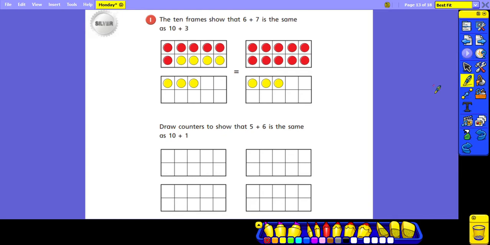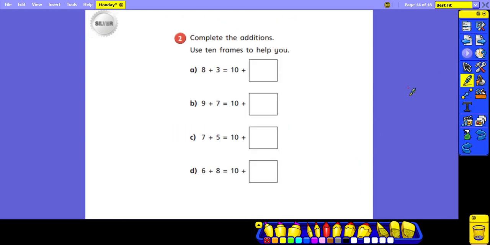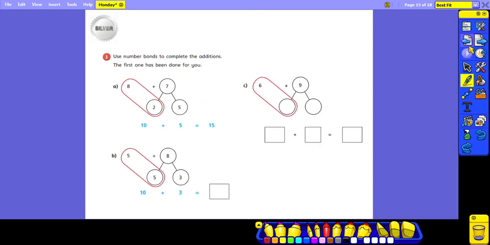Okay, so for silver today you have been shown 2 lots of 10 frames, and one is representing 6 add 7 and the other one 10 add 3. And they are showing that both calculations give the same answer. You then need to draw counters to show that 5 add 6 is the same as 10 add 1. So use 2 different colours to show how they both have the same answer. And for question 2, you need to complete these addition problems by making 10, and you can use 10 frames to help you. And then you have got some number bond problems using part-whole models.